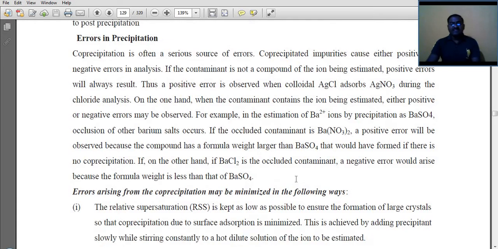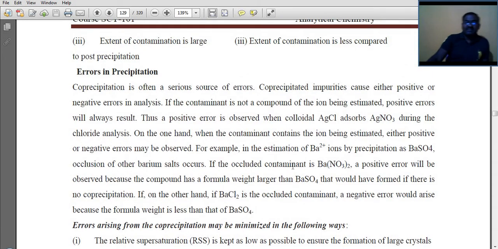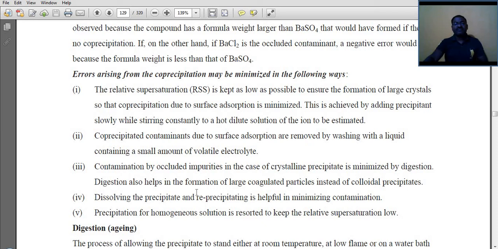What are the errors in precipitation? Errors means some deviation in the value. Co-precipitated impurities cause either positive or negative errors in analysis. These are all experimental procedures. Errors arising from co-precipitation may be minimized in the following ways.